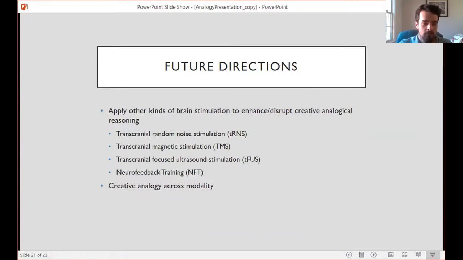So we could do a sort of neurofeedback training that tries to get participants to increase activity in frontal polar cortex and then have them do a creative analogical reasoning task afterwards to see if putting them in this sort of brain state of bridging semantic distance also leads to improvements on that task. We've also been doing some work looking at creative analogy across modality that Adam Weinberger has been doing and currently has a paper in publication.